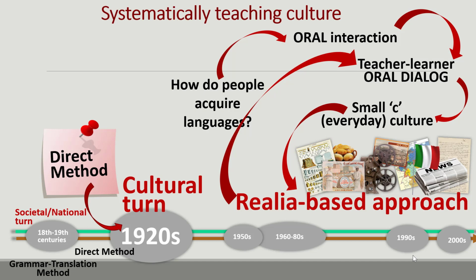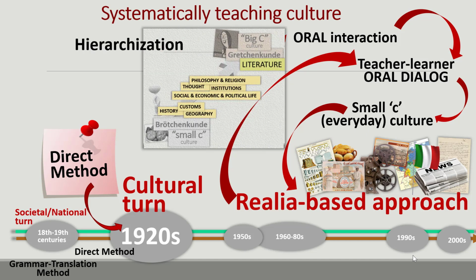In the same period, we can observe a hierarchization of cultural topics in the form of the Brötchenkunde-Gretchenkunde model, the big C opposed to small c cultures. This hierarchy implies that historical and geographical facts, customs, and other aspects of the small c culture should be taught at low proficiency levels. In contrast, social relationships, literature, arts, and other aspects of the big C culture or achievement culture are suggested for more advanced classes.